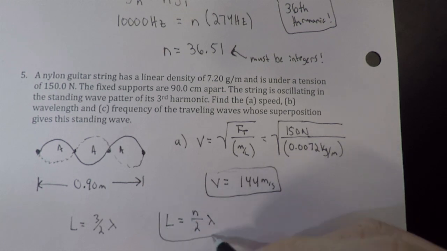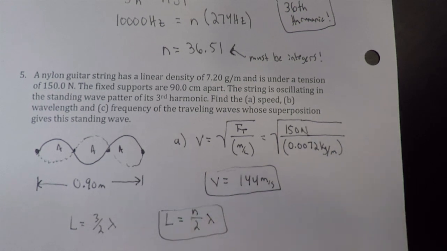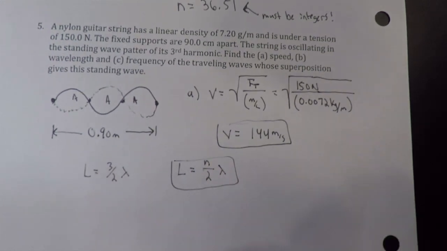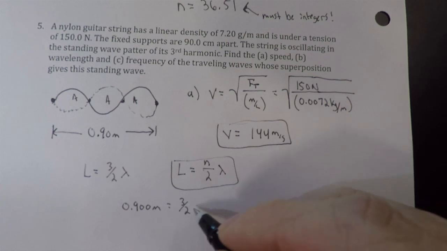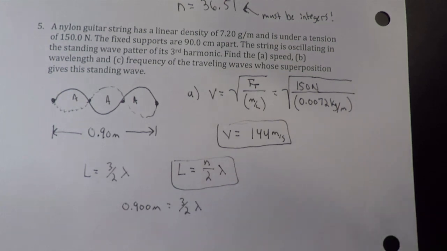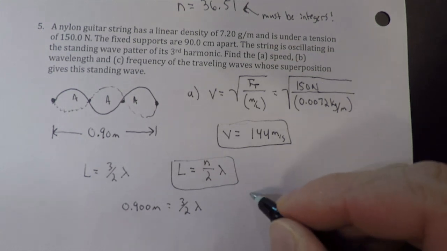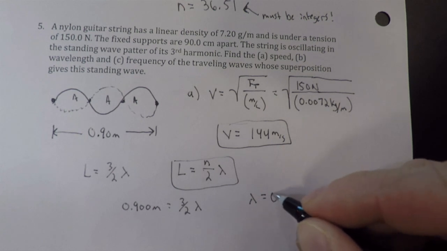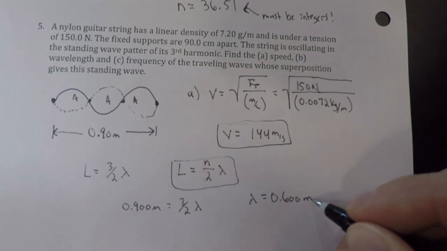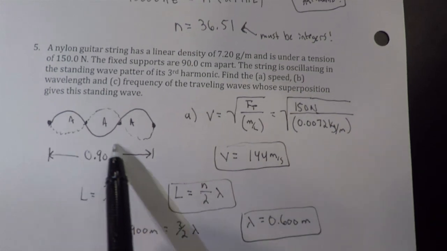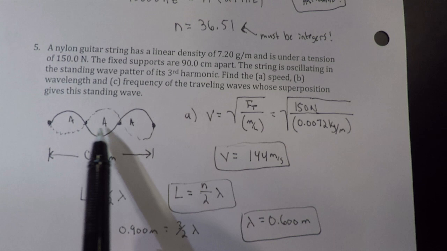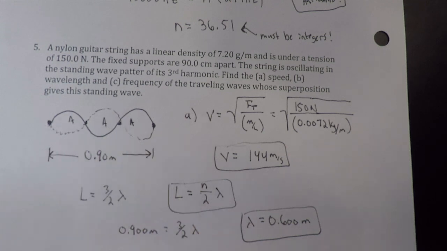This is the relationship between length and which harmonic we're looking at. In this case, we have n equals 3. We can plug the values in. We have 0.9 meters equals 3 over 2 lambda. We can solve for lambda. So basically, we multiply both sides of this by 2/3. And this particular wavelength is 0.6 meters long for one whole wave. Right, that makes sense, right? A wave and a half is 0.9 meters. So one wave, which is from here to here, is 0.6 meters.